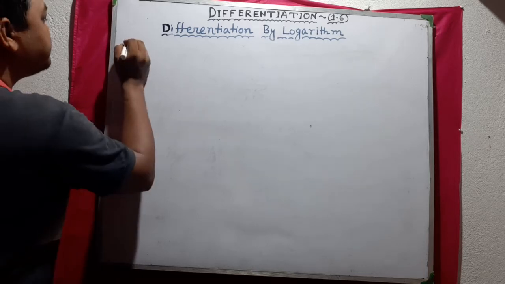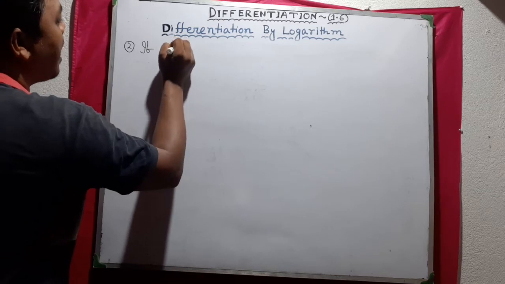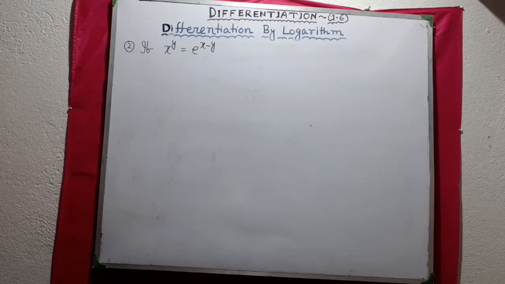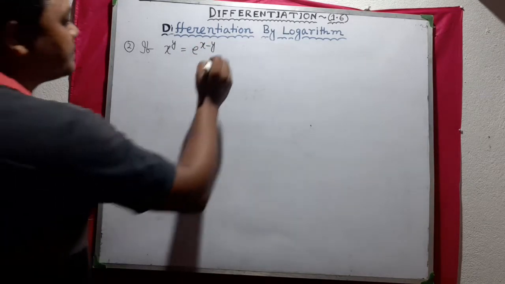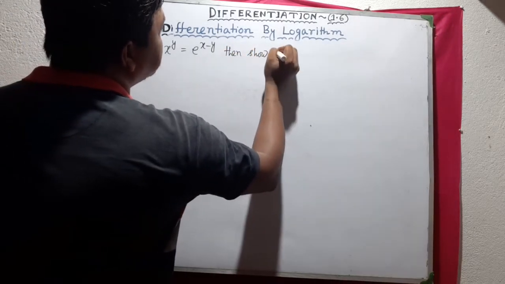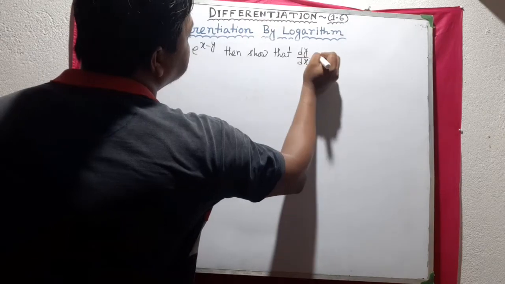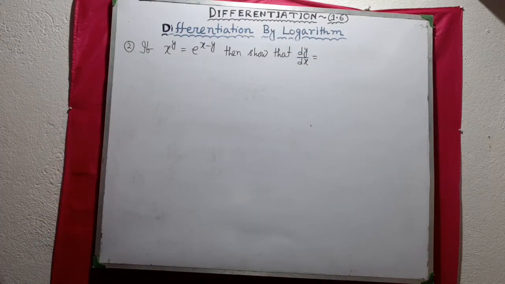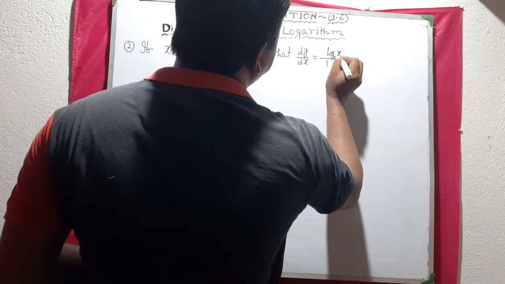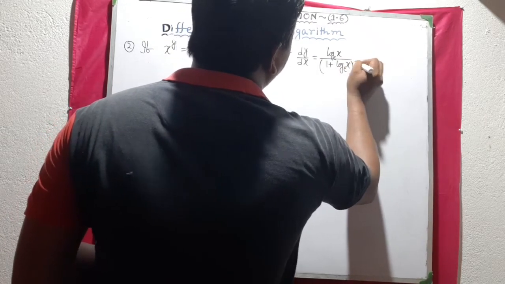If x to the power y equals e to the power x minus y, then show that dy dx equals log x by (1 plus log x base e) whole square.